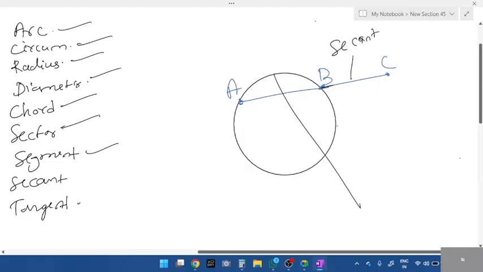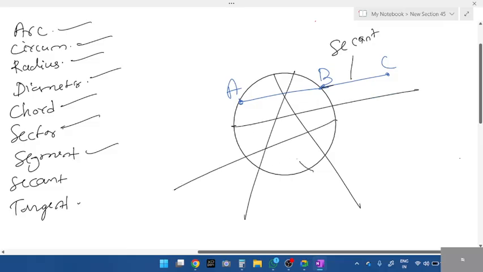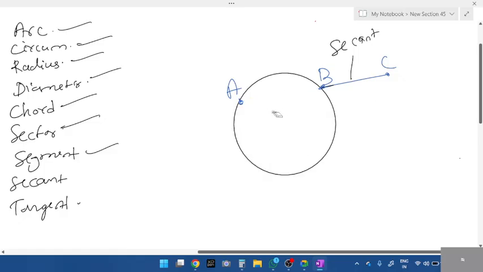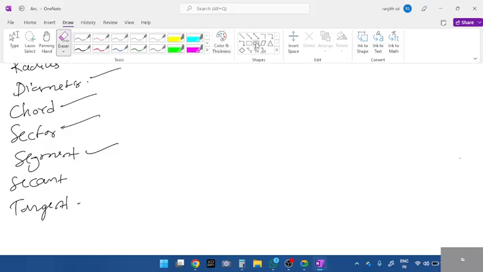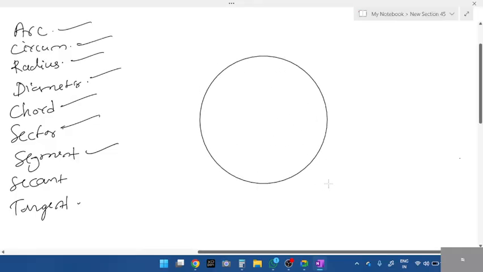Any line like this, students, all these are secant. Whichever comes out, you call it as secant. So secant is just a part of a chord. Okay, it is just a line drawn. Remember, secant is just a line which comes out of the circle diameter.